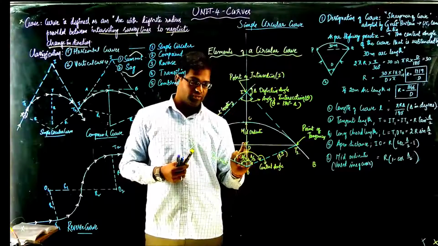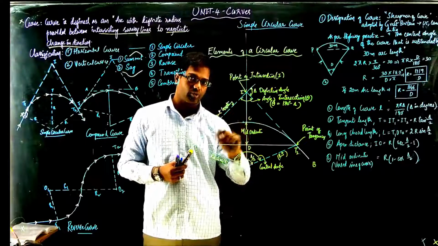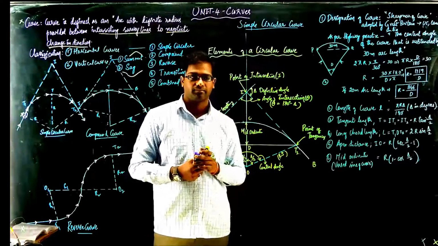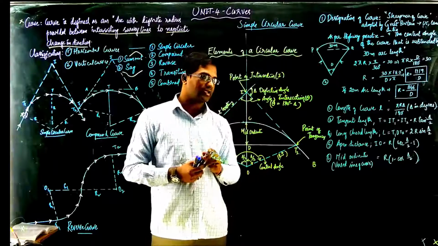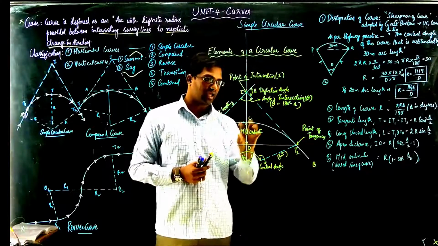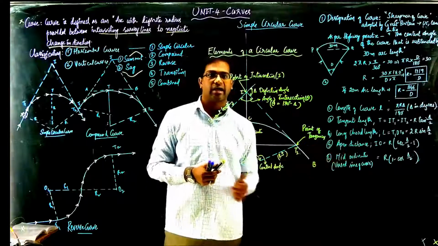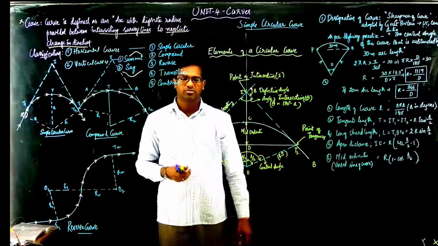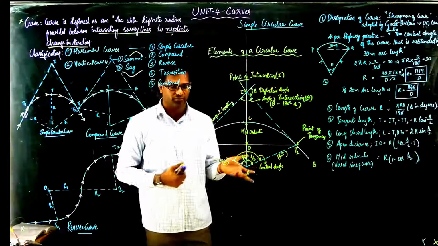T1, D, T2. And if you drop a perpendicular to the midpoint of the arc, then this is termed the mid-ordinate, also called the versine of the curve. And this is called the apex distance. The CI is called the apex distance. Fine. These are the terms which you need to remember. Mainly you need to remember tangent length, long chord length, and length of curve.